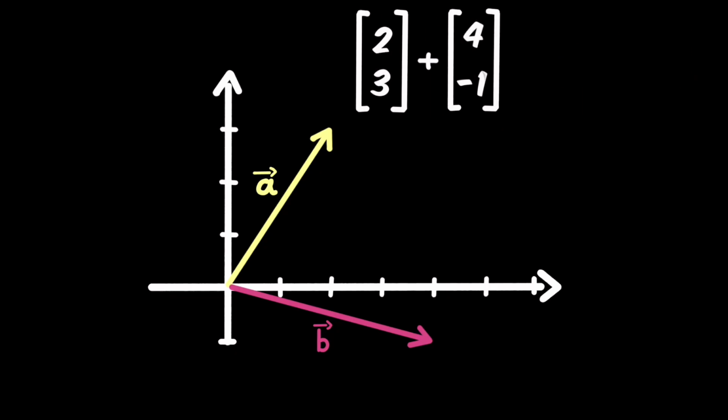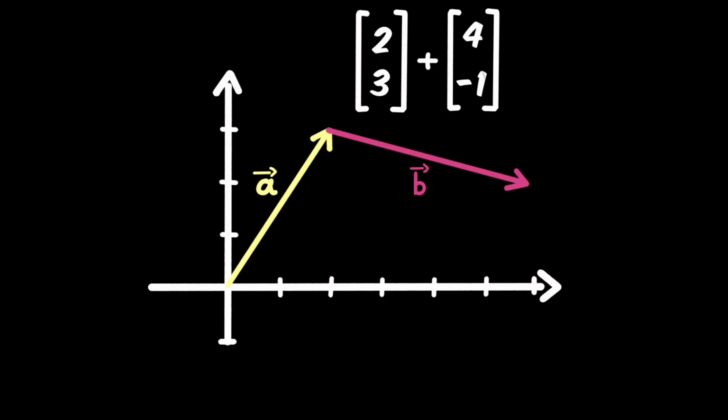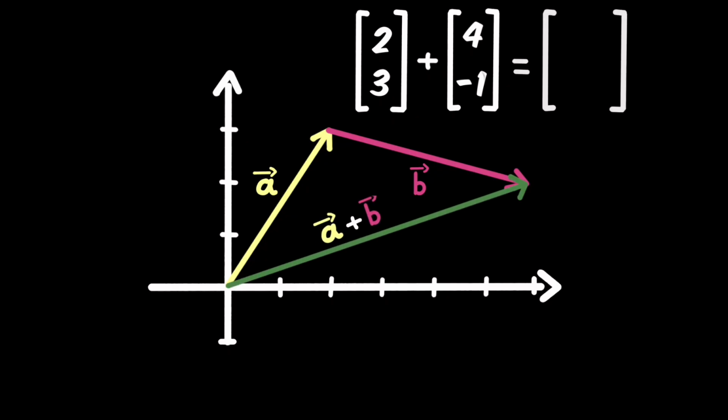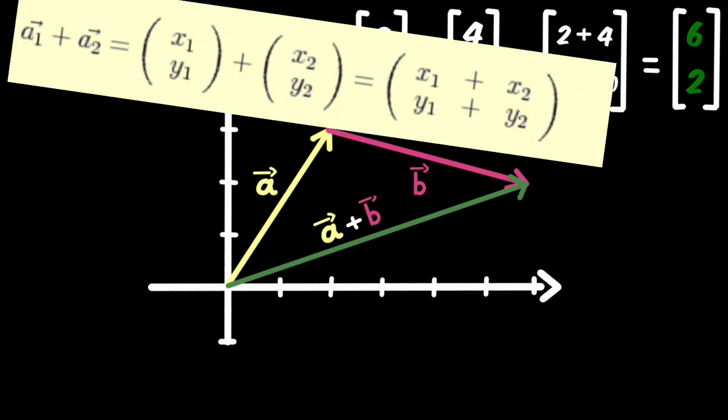To add them, I place the start of the second representative at the end of the first and draw a new arrow from the origin to the final endpoint. Mathematically, this corresponds to adding the first components and then the second components. I go 2 steps to the right and then 4 more. I go 3 steps up and then 1 down and end up here. That is vector addition, and it works in exactly the same way in any dimension.